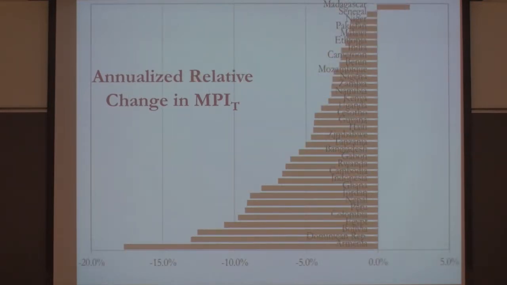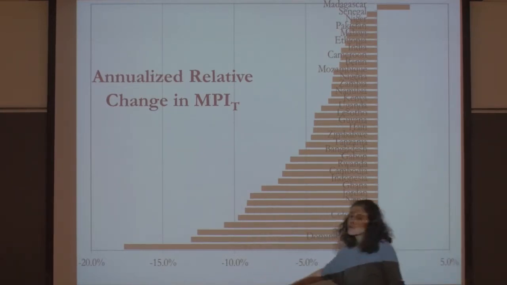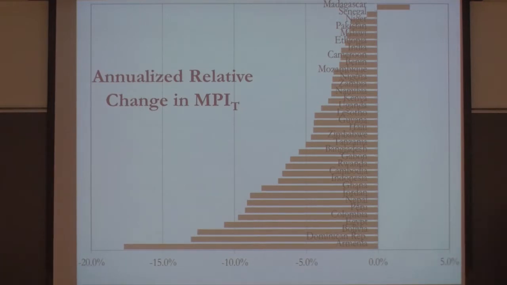Although the change looks different when we go to relative terms. Armenia, almost 20% a year. Armenia had a very low level of M0 to start with, so any reduction would always be a big percentage. But Dominican Republic, Libya, Egypt, and my Nepal. Nepal, in relative terms, almost 10% a year. Not bad. The ones with lower decreases, Senegal, I think it was not significant, Nigeria, Pakistan.